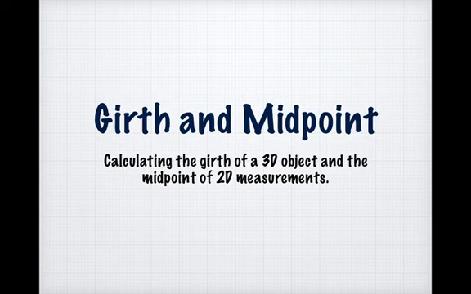Okay, so what we're going to be looking at now with our objects is two other aspects. One, calculating the girth of an object, and two, calculating the midpoint of a length. Girth would be something that we would have in a three-dimensional object, whereas midpoint would be something that was in a two-dimensional length.